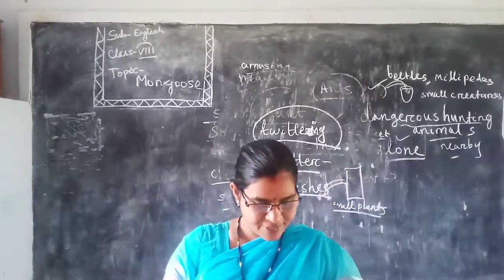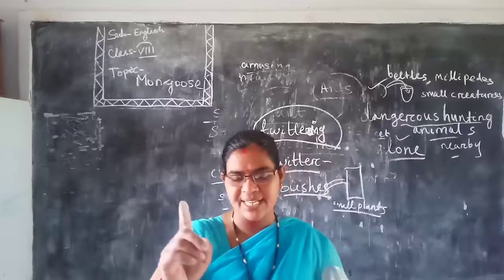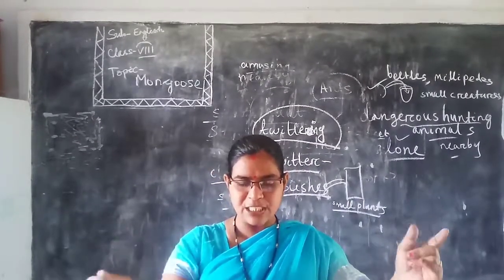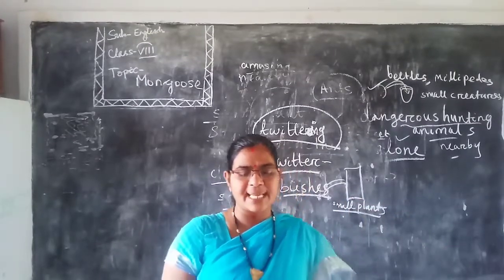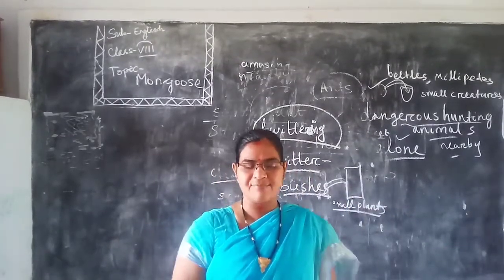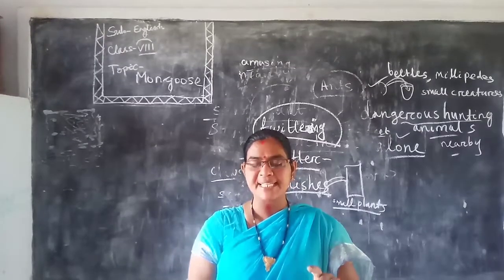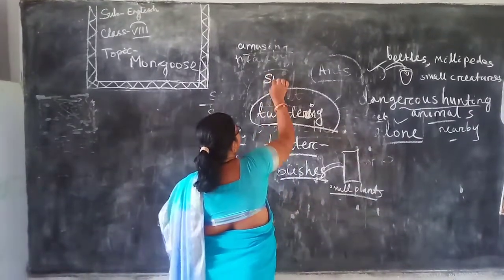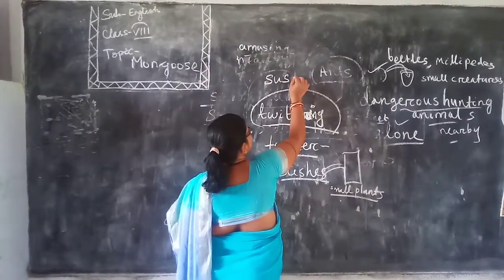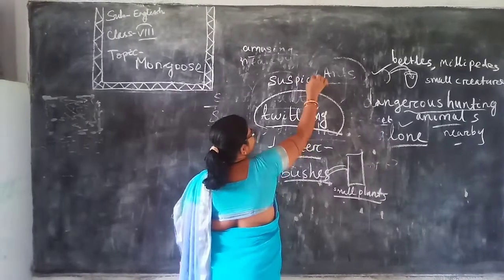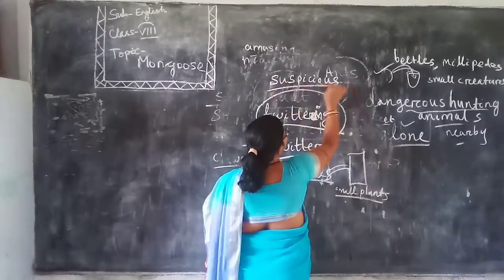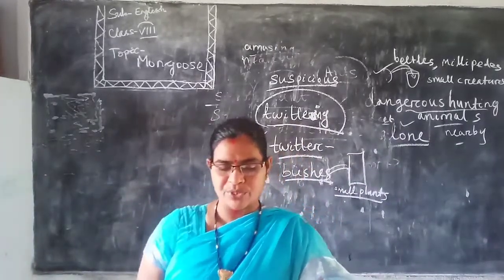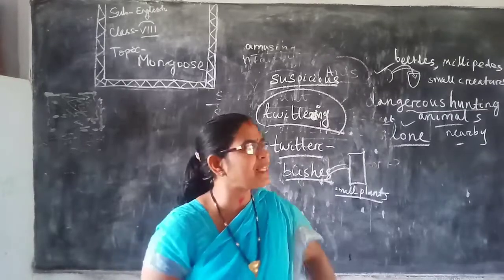Am I right? So always on the lookout for danger, hawks, eagles, they warn one another with a special alarm call. What type of call? Alarm call. Because if they spot anything suspicious. Have you got this word suspicious? Suspicious in your paragraph. Please underline it and note it down in your copy. A note. Suspicious.